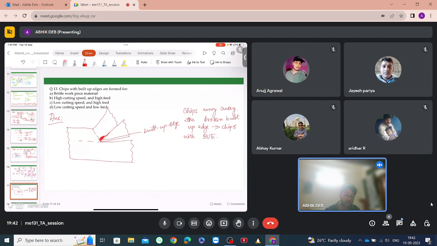So the temperature should not be so very high. With the increase in cutting speed, we will see that the temperature is also increasing. So the cutting speed should be low and the feed should be high, so that there is an accumulation of some fraction of the material that is to be removed. That is how the built up edge will be forming. So the correct option will be option number C. Okay.